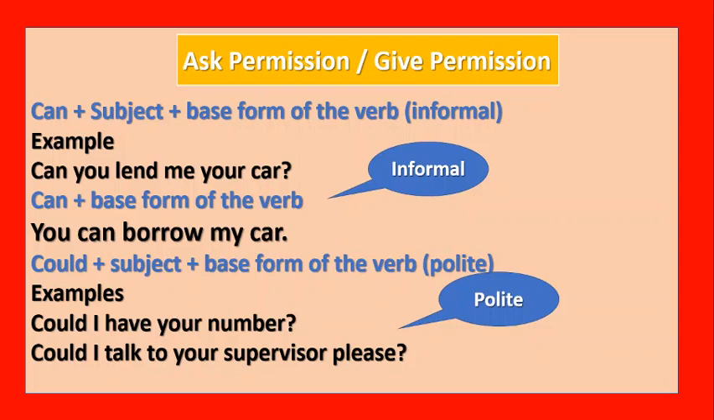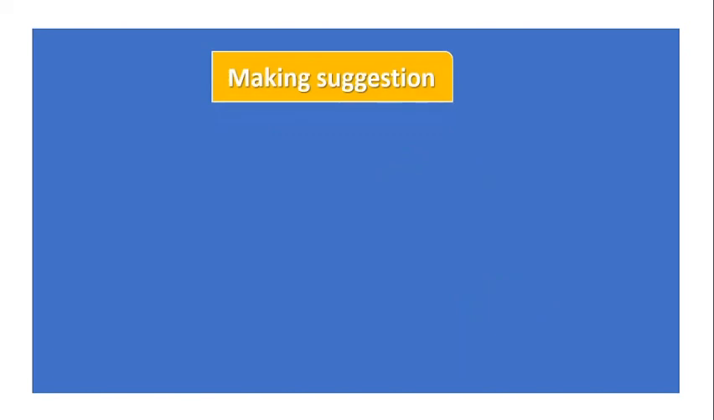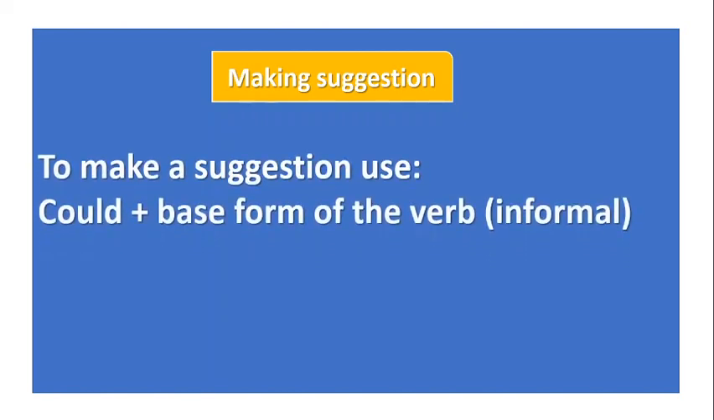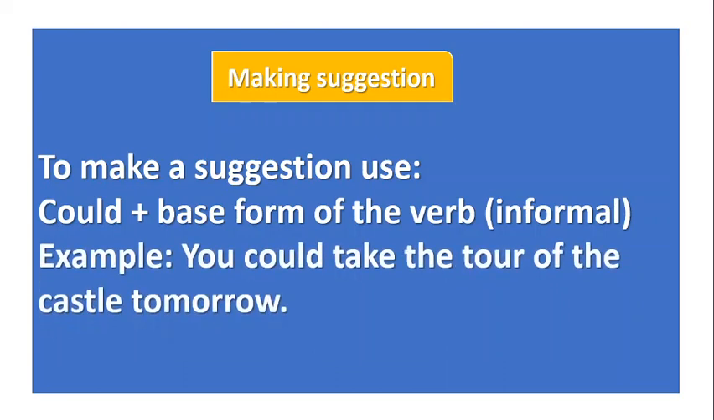Let's go to the next one, making suggestions. When we want to make suggestions, what do we pay attention to? We suggest that something can happen. So to make a suggestion, we need to use could plus the base form of the verb. That is the informal expression. For example, we have: You could take the tour of the castle tomorrow. So when you are making a suggestion, we pay attention to what? Informality. You could take the tour of the castle tomorrow. It's possible. You are making what? A suggestion. Many persons don't know this usage when it comes to modal auxiliary verbs.